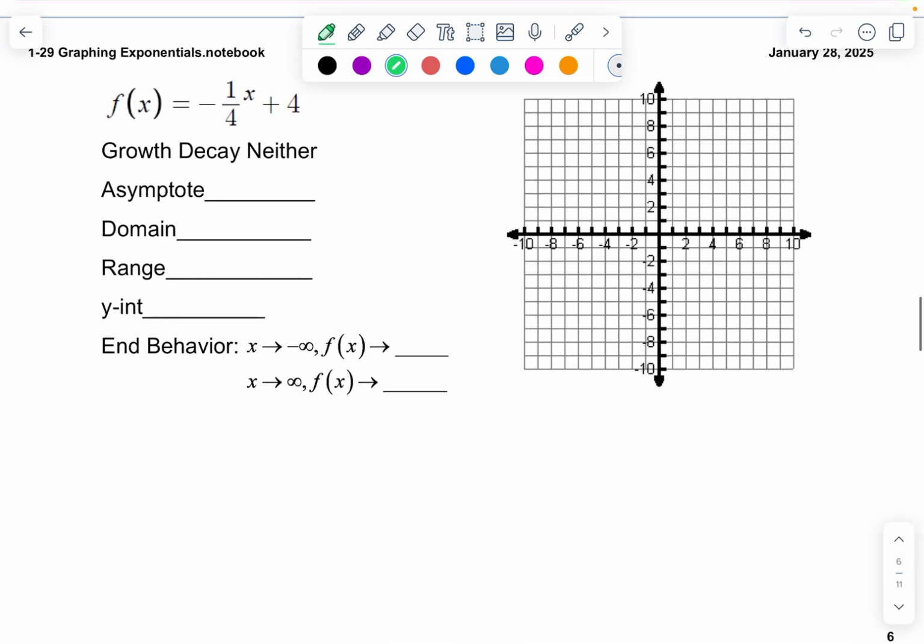All right? So here we have -(1/4) to the x power plus 4. Well, automatically, because it starts with a negative, I know that it is neither. My asymptote is 4, and when I graph my asymptote, I need to remember, hey, the rest of my graph is going to be below that because we said it was neither. So my domain is all reals. The range is going to come up from negative infinity, and it's going to stop at my asymptote.